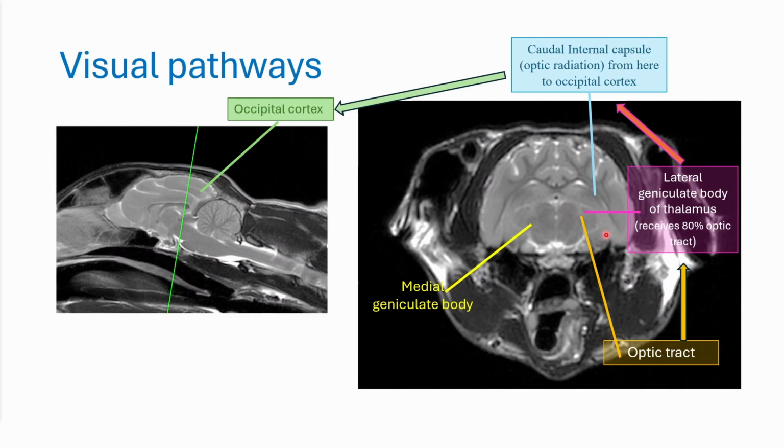receive about 80% of the optic tract, and the other 20% goes off to the pupillary light reflex, which of course is in the brainstem. Then that will travel through the internal capsule, which is called the optic radiation, and from there we'll go off to the occipital cortex. And there'll be eventually another YouTube video which will be describing central blindness, so look out for that one.